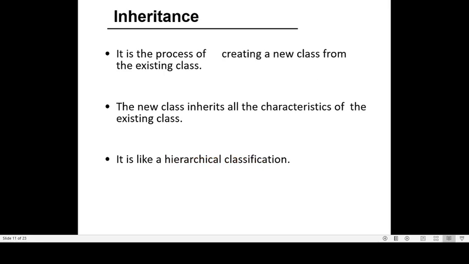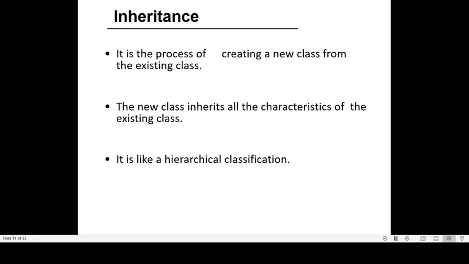Next, inheritance. It is a process of creating a new class from an existing class. Derivation of one class from another class is called inheritance. The new class inherits all the characteristics of the existing class. That means once you create the class, we can access all data of the existing class. Assume X is one class, Y is another class. Y is derived with the help of X.